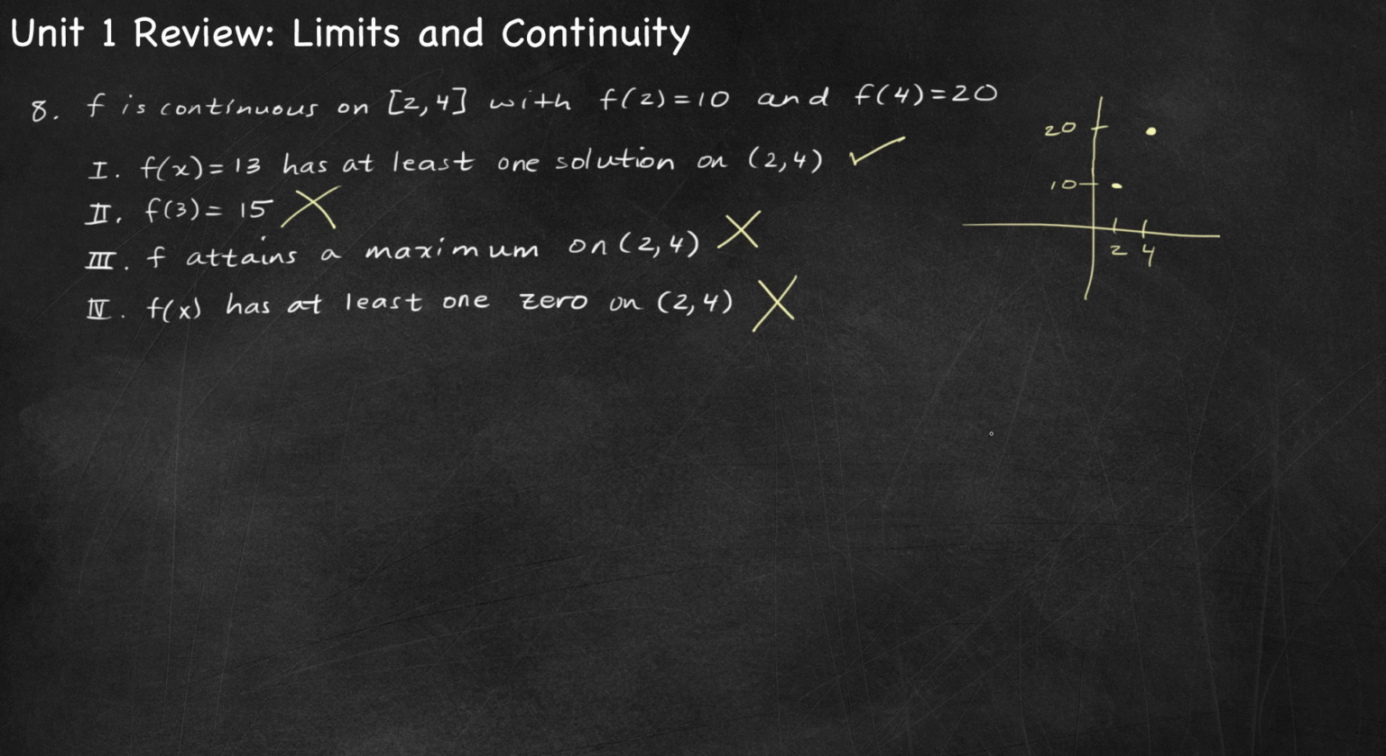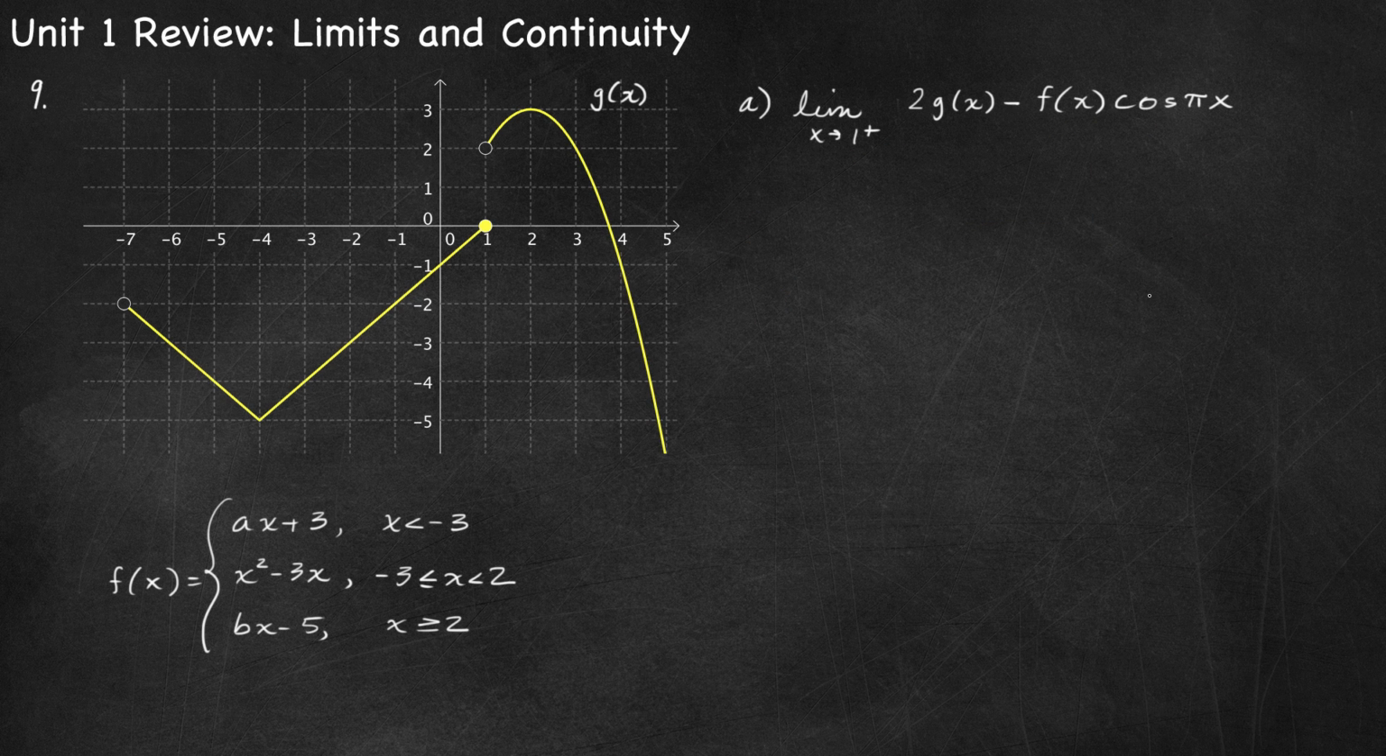So only statement 1 is guaranteed by the intermediate value theorem. Number 9, we're given a graph of function g and a piecewise defined function f.